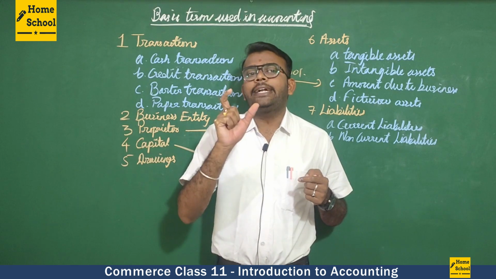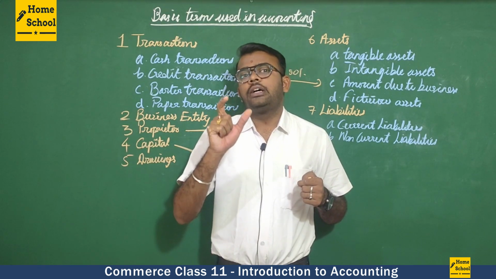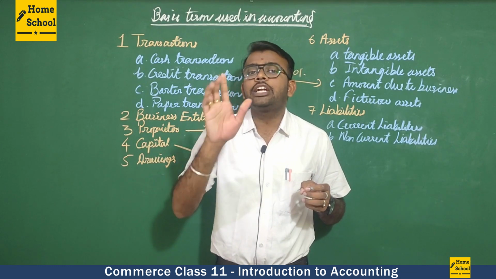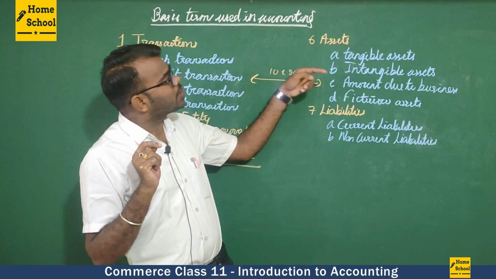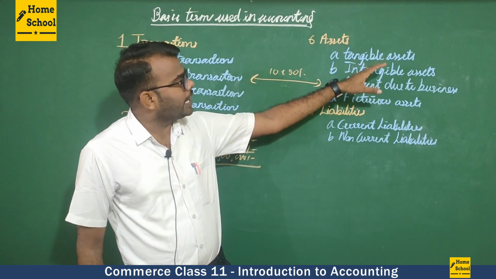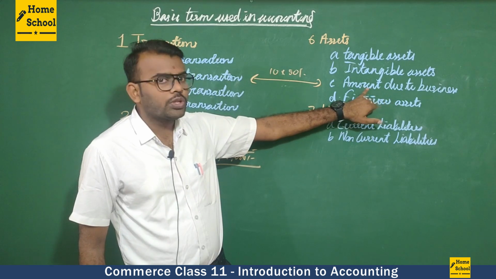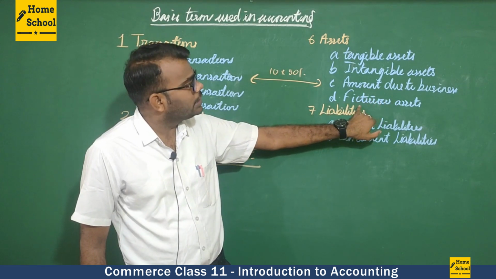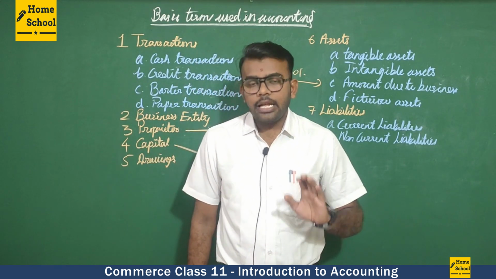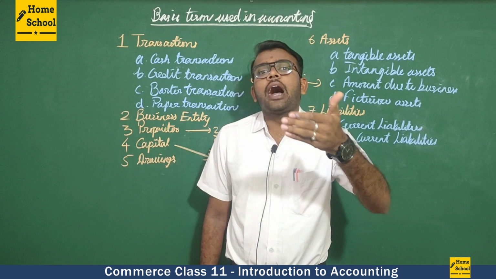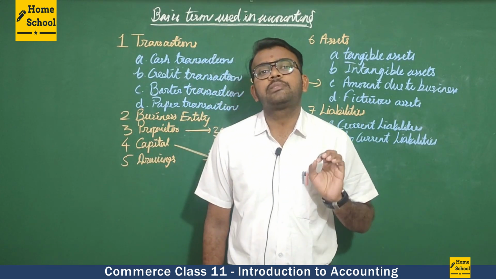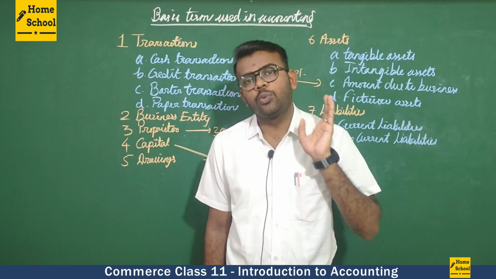Okay. So I have taken 10 days of time. For these 10 days, there is an amount due to you. What is that? 500 rupees. So that is also called an asset. Tangible asset, intangible asset, amount due to the business, and last we have a fictitious asset. Fictitious asset in the sense the expenses paid in advance is a type of fictitious asset. Expenses what? Paid in advance.